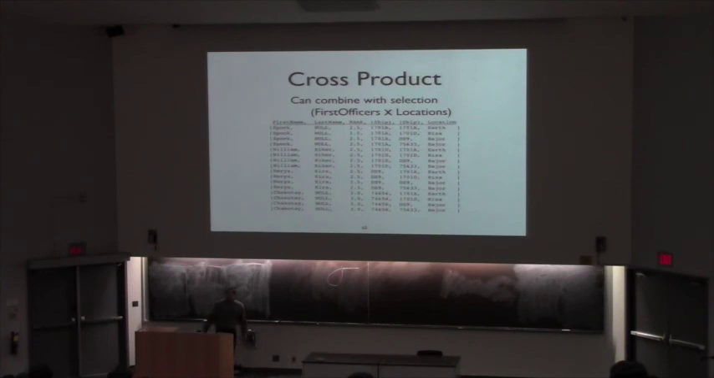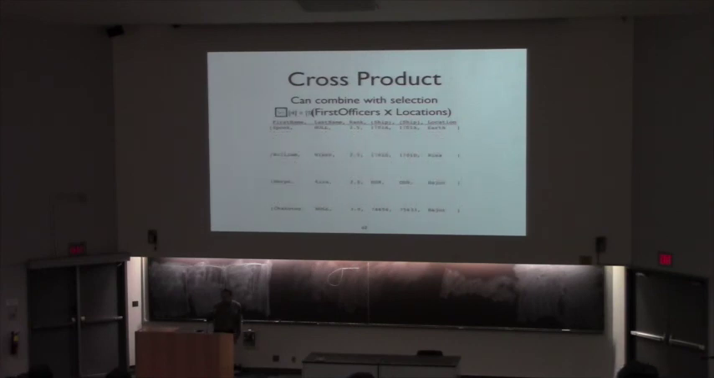Now, frequently you can also take the cross product and combine it with selection. This is typically what happens. So once again, our aliens show up and abduct the vast majority of the outcomes. In this case, we want to find the officers that appear in both columns 4 and 5, both of which are ship. In other words, we want to pair up every first officer with their corresponding ship.